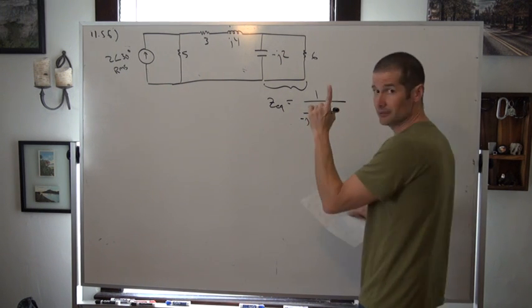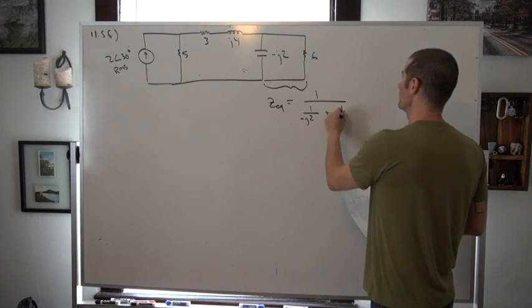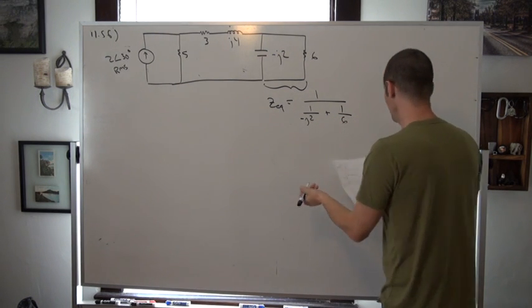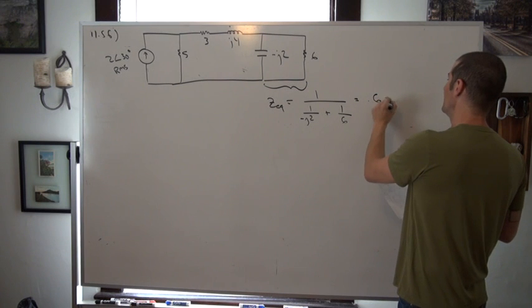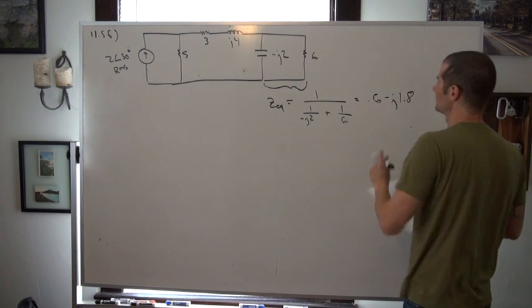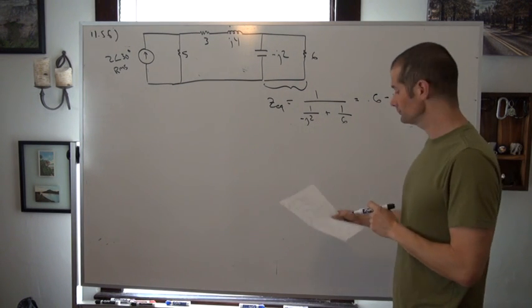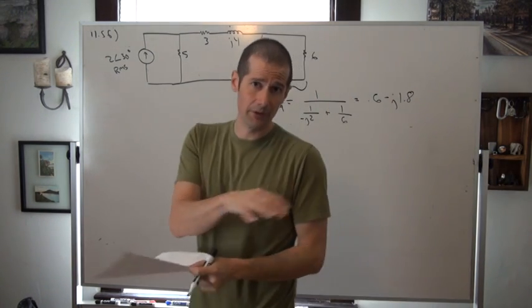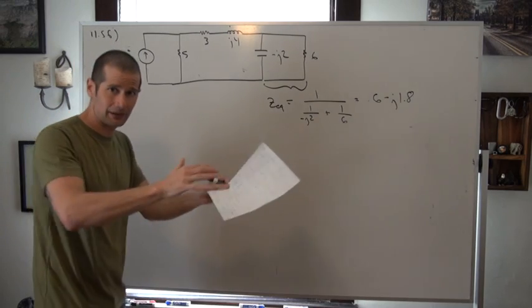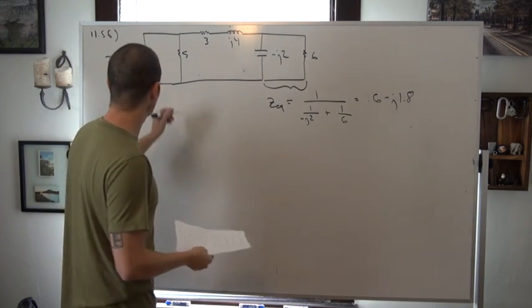So 1 over negative j2 plus 1 over 6, and that gave us a value here of 0.6 minus j1.8. Alright, so let's perform source transformation over here, because when we do all these calculations, then we actually get the entire circuit into a single series equivalent.